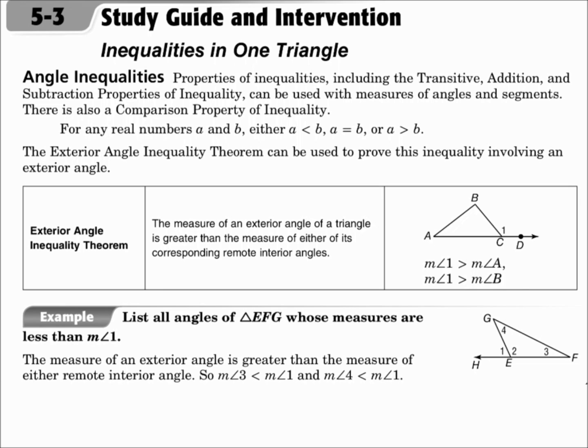The exterior angle inequality theorem says that the measure of an exterior angle of a triangle is greater than the measures of either one of the remote interior angles. So we know that exterior angles are greater than either one of the remote interior angles. And also remember that obtuse angles are greater than acute angles.